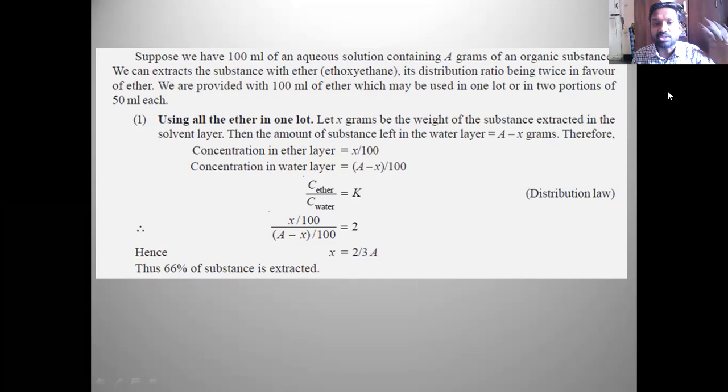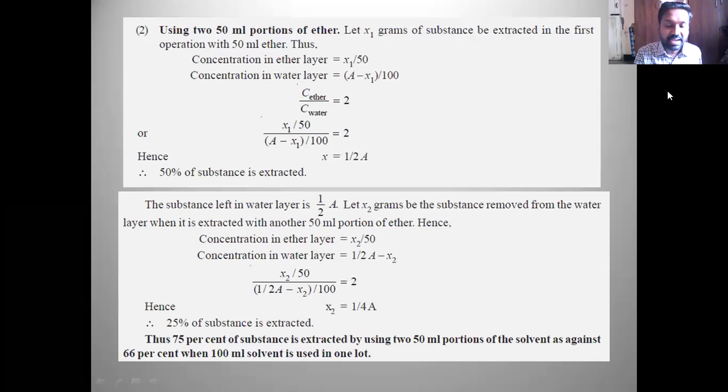66% of the compound has gone into ether. Simply put, 66% you have extracted into ether in a single operation method. Now the same thing, let us work out for multiple extraction.